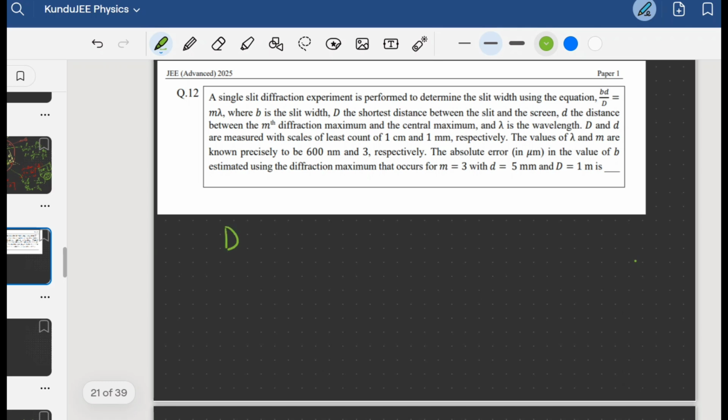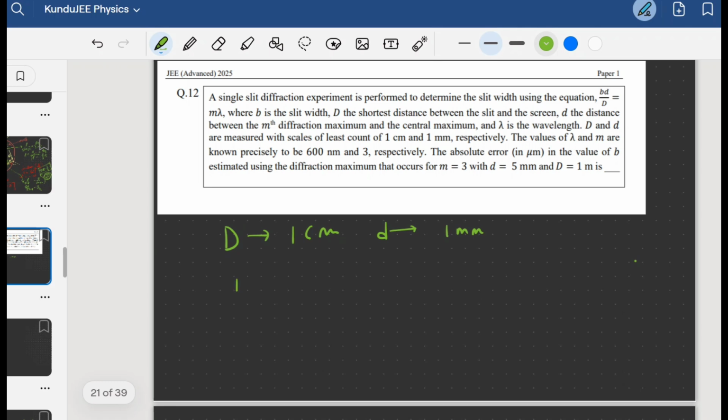So for D, the scales are having least count of 1 centimeter. For small d, the scale is having the least count of 1 mm. The value of lambda and m are known precisely to be 600 nanometer and 3 respectively. The absolute error in the value of b estimated using the diffraction maximum that occurs for m equal to 3 with d equal to 5 mm and D equal to 1 meter is.